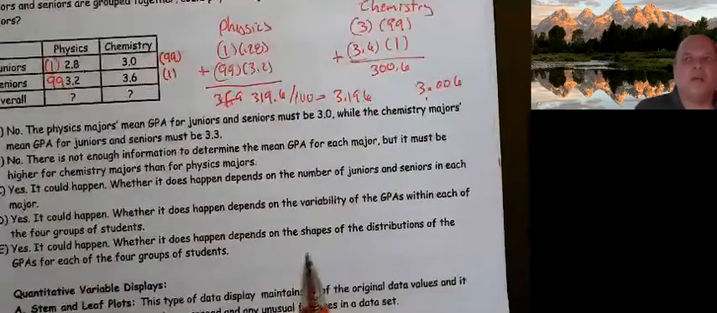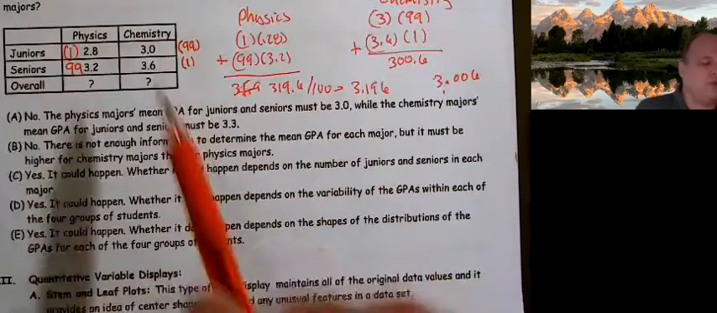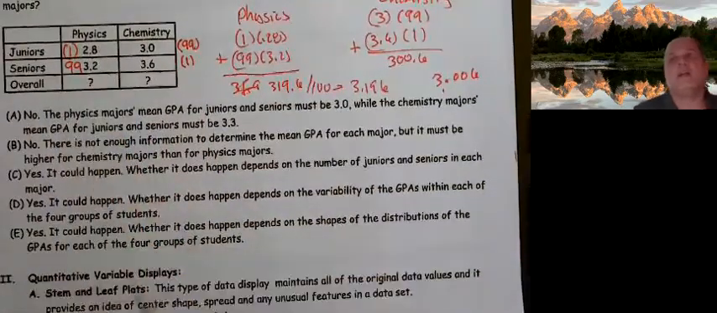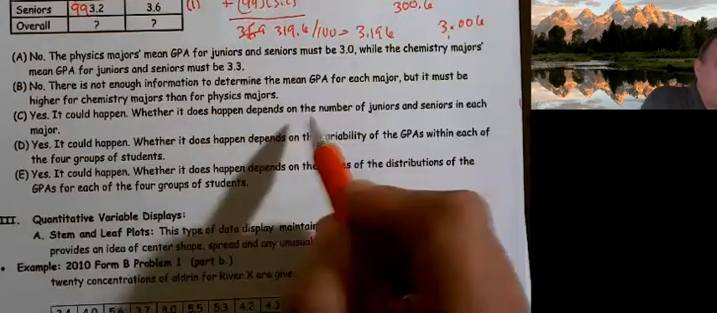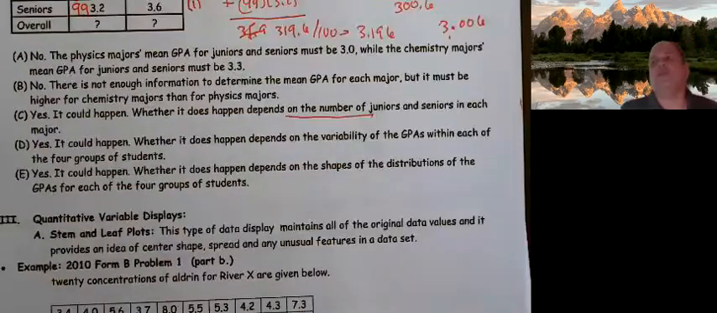Well, it happened because of the way the seniors and juniors were apportioned, all right? Because a ton of seniors took physics and very few took chemistry, whereas a ton of juniors took chemistry and very few took physics. So my answer is yes, it could happen. Whether it does happen depends on the number of juniors and seniors in each major, right? It could happen. We just showed that it could.